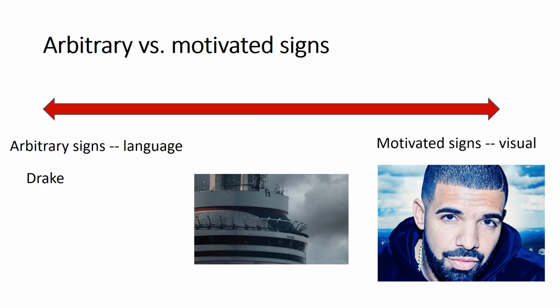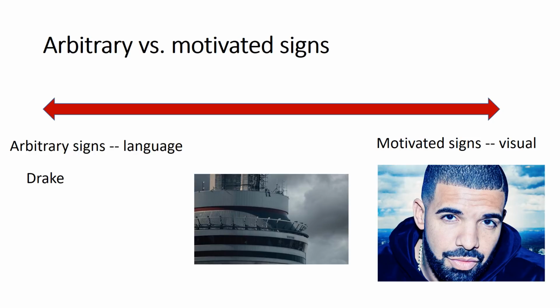What that means is that we can talk about signs on a continuum of arbitrary through to motivated signs. Arbitrary versus motivated signs. So because language is arbitrary and visual signs are very fixed or are more fixed in their meaning, we can think about signs as existing on a continuum. And at one end of that continuum, we have the idea of the arbitrary sign. So language, as we've just explained in the previous two slides, language is simply a matter of convention. So for argument's sake, we have the word Drake.